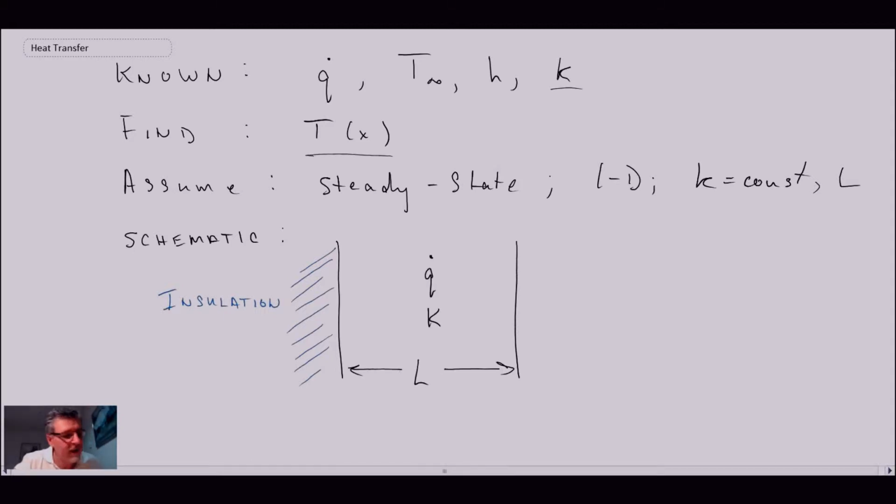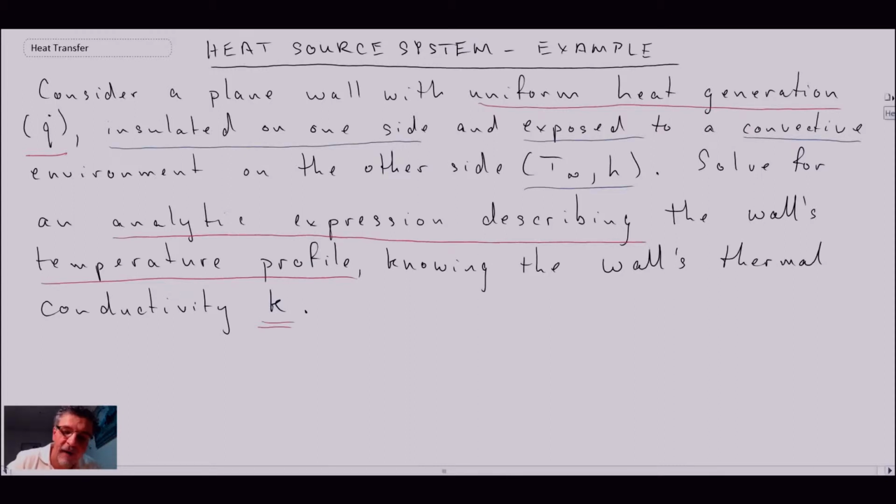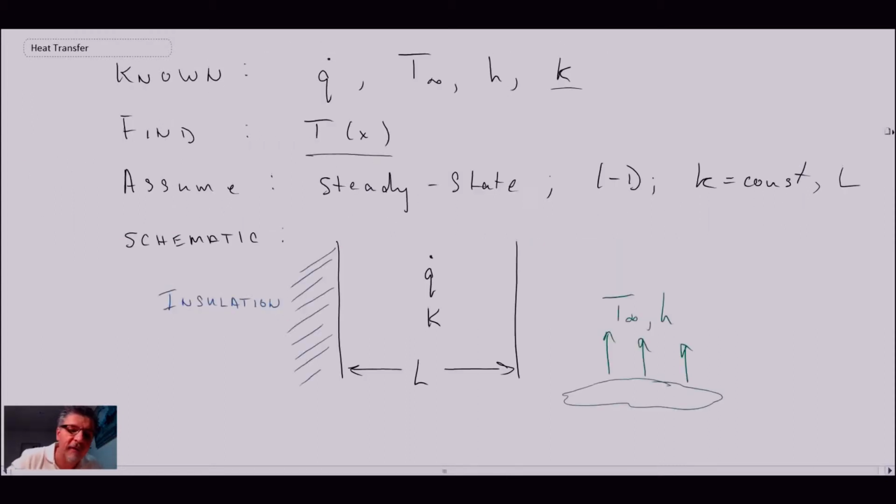Okay, so there is a schematic of our wall. One thing I forgot to add here was our convective environment. Okay, so there we have our conditions. Now, the boundaries on the walls, let's check the problem statement. It said nothing about the temperature on the right-hand surface, but another assumption I'm going to make is that the temperature at that point is T1.